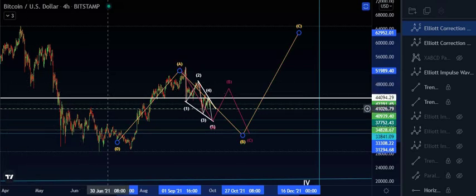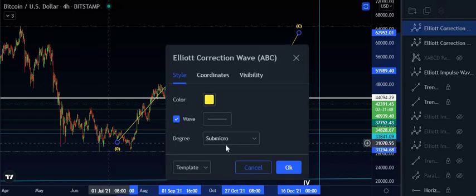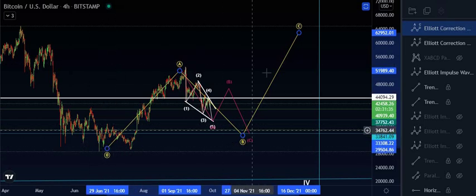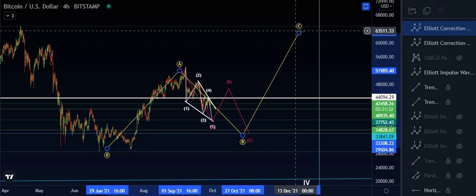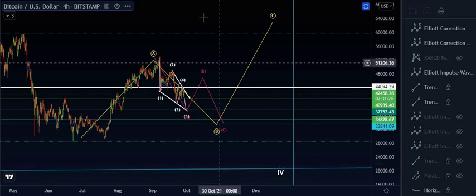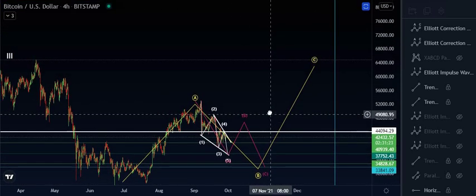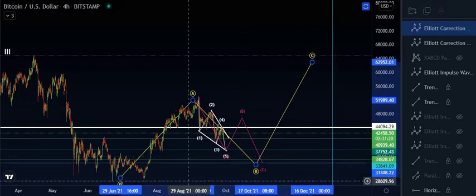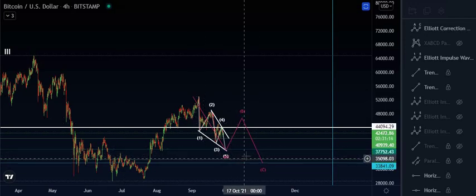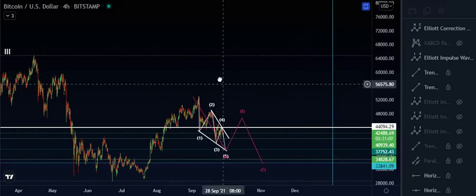I hope I'm not confusing you guys with so much ABC. What I'm trying to do is show you guys how this whole correction can possibly be playing out. All right, so this can still be an A, B, C, and then we top around here, and then we probably come down lower to maybe the 20k range. If we move like this, it is possible that we move like this. Now let's forget about this scenario. This is not what I'm looking at right now. I'm looking for the immediate future of Bitcoin. This is just a possibility. This ABC thing is a possibility.